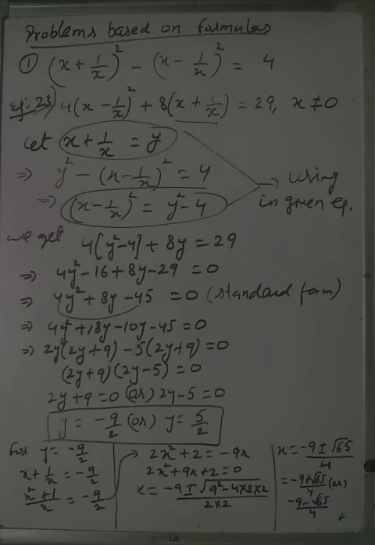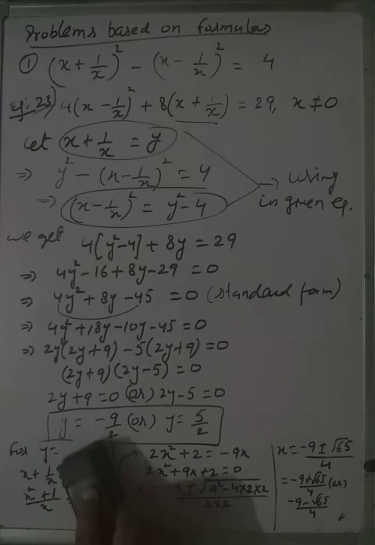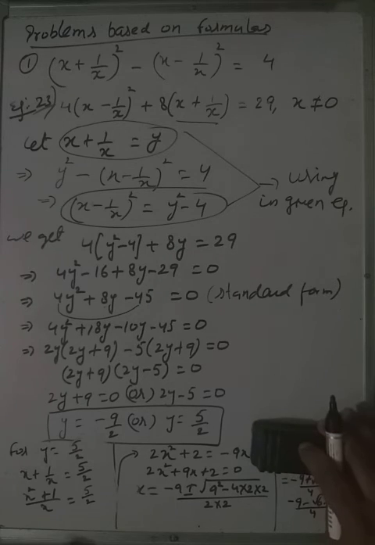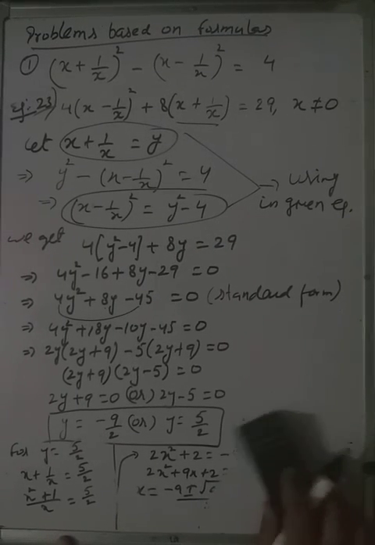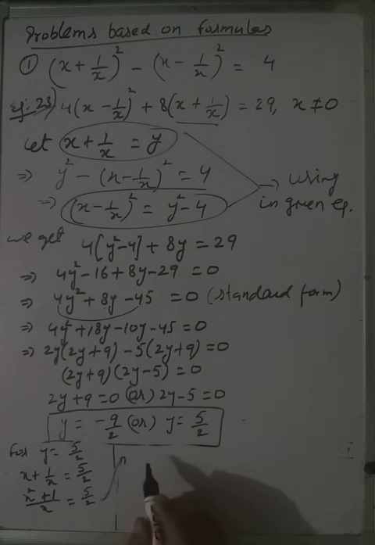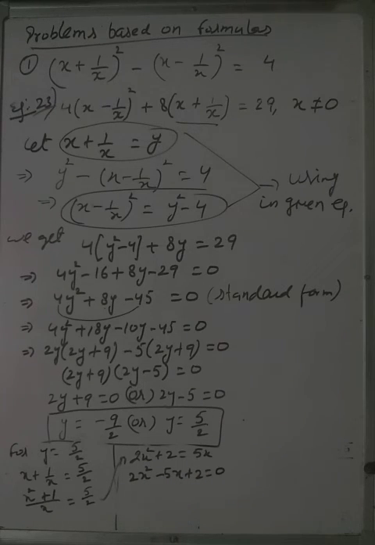Also we have got y is equal to 5 over 2. So now solving for y is equal to 5 over 2, x plus 1 over x equal to 5 over 2. This becomes (x square plus 1) over x equal to 5 over 2. Now we can solve it further. So now this will become 2x square plus 2 is equal to 5x. So now 2x square minus 5x plus 2 is equal to 0. So this is the standard form now.